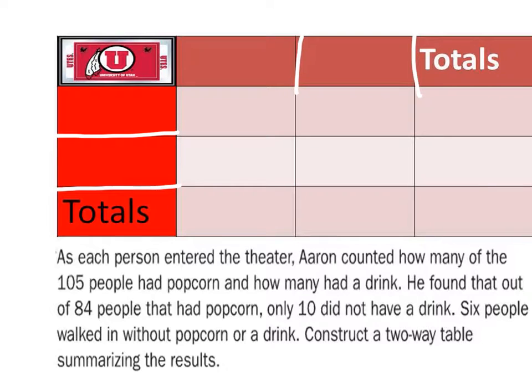Tallest column. Where there's a column and then there's a row. The bottom right corner. Excellent. Yay, Caden. That is excellent, actually. There's 105 total people that he's counting.